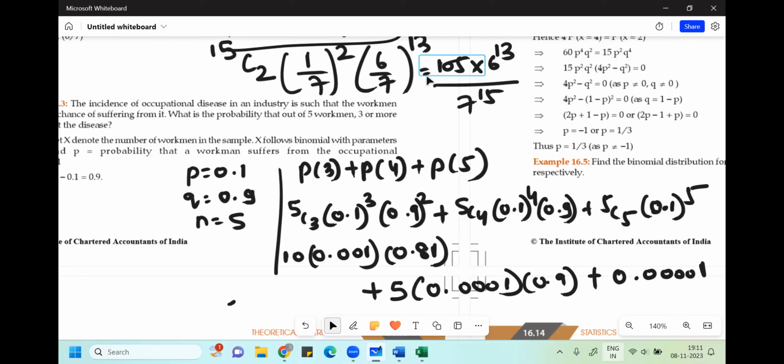Clear, everyone? Any doubt? Anyone, any question? Simple formula is there: nCr, p to the power r, q to the power n minus r. You just apply the formula, you'll get the answer.